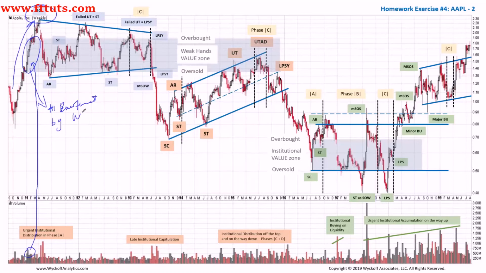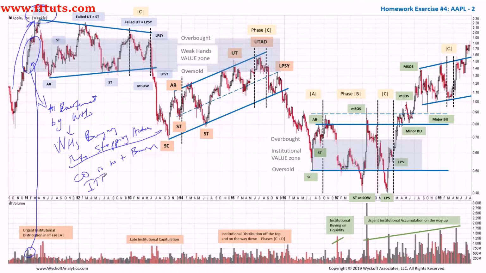by weak hands. So this excitement by weak hands produces weak hands buying into stop-in action. Well, why does this happen? Well, because CO is not buying. ITFs are in the position, so they're not biased either. And they still do not provide a lot of supply to the market.